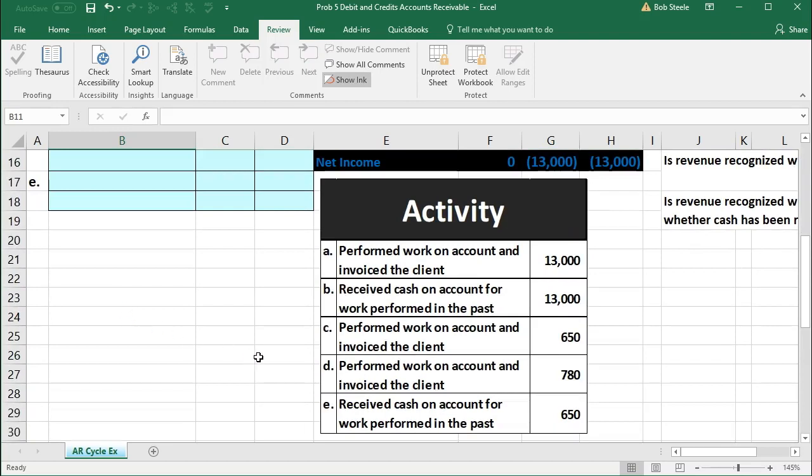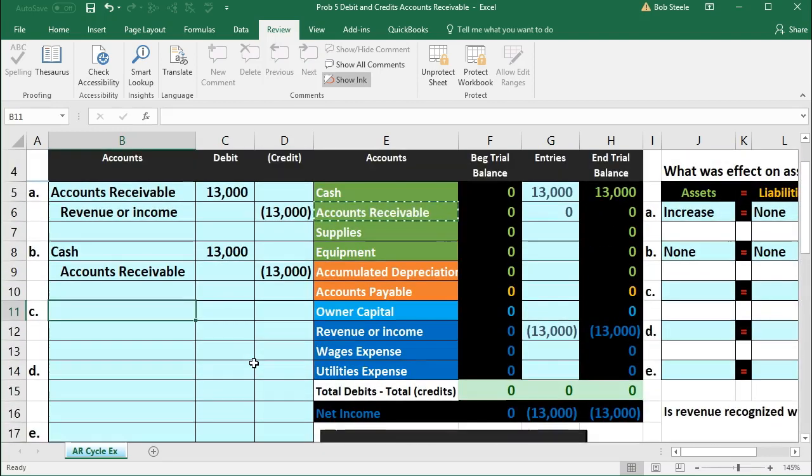C says, performed work on account and invoiced the client. So we're going to say, is cash affected? We're going to say, no, we did work on account. So we invoiced the client, and typically that's going to be the driving document later on when we start talking about accounting software. It's an invoice that's going to drive this transaction. And we're going to say that cash isn't affected. Therefore, what did we receive?